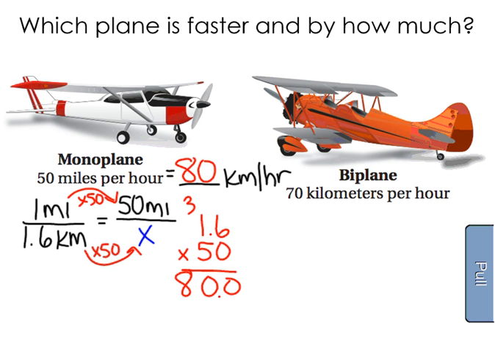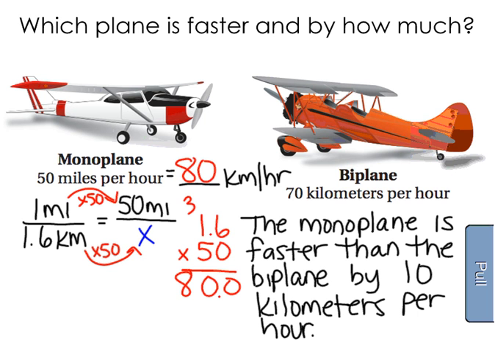Now it's really easy to compare the two. I can see that the monoplane is faster than the biplane, and it's actually faster by 10 kilometers per hour. And so for your final answer, you would write that sentence. Once again, the monoplane is faster than the biplane by 10 kilometers per hour.